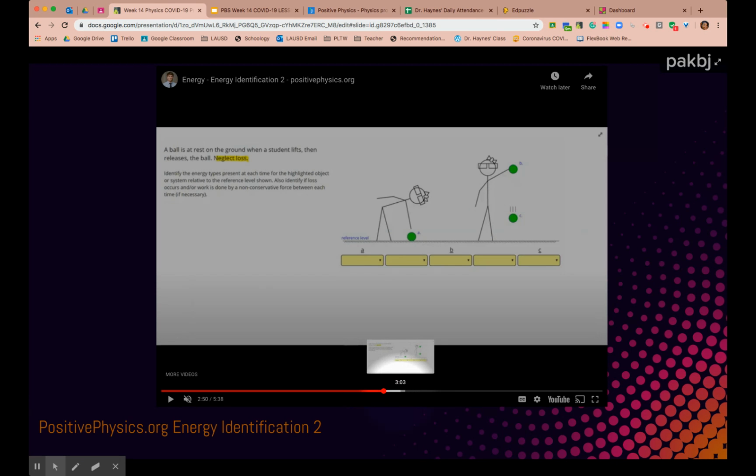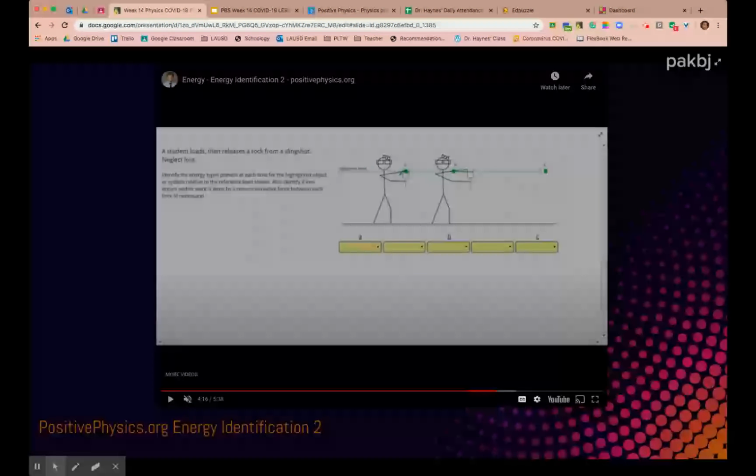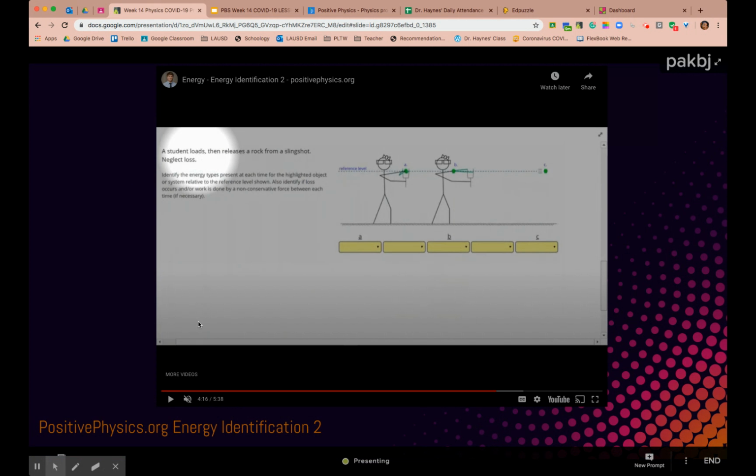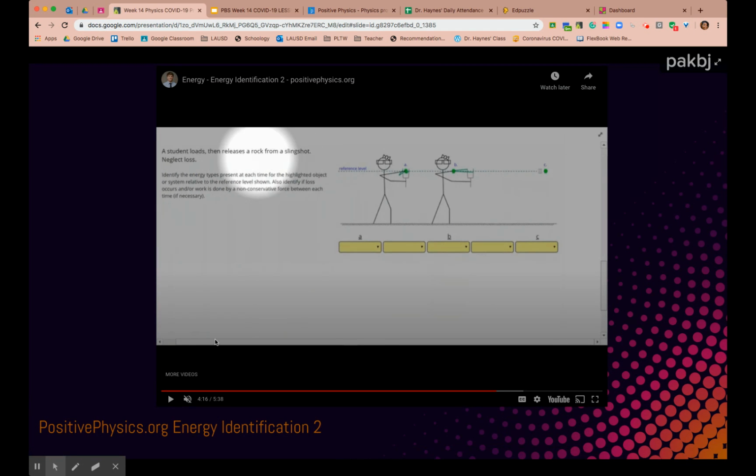Let's look at one more. Let me choose another one because I think they did that one. Okay, so here's a problem where a student loads, then releases a rock from a slingshot. So it's like Bart Simpson. But they want you to neglect loss. So in this problem, the only thing they care about is work. They don't care about loss. They only care about if you've had work.